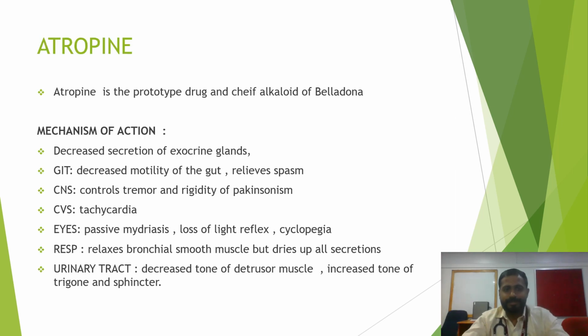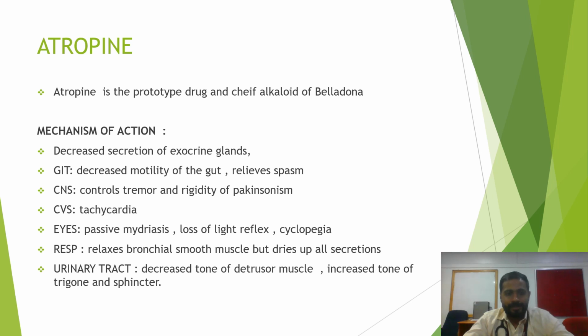Next group of drug is atropine. Atropine is the prototype drug and chief alkaloid of belladonna. Mechanism of action: it decreases secretion of exocrine glands. In the GIT, it decreases motility of the gut and relieves spasm. And in the central nervous system, it controls tremor and rigidity of Parkinsonism.